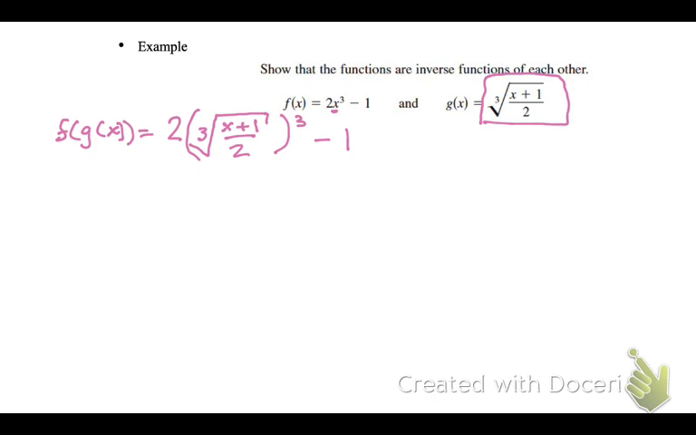Okay, so when I cube a cube root, I get what? I'm cubing a cube root, so they undo each other, don't they? So I just get the radicand. So x plus 1 over 2, minus 1.